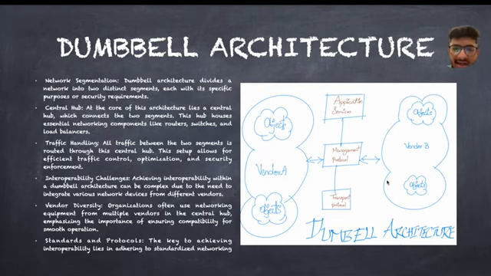At the core of this architecture, there lies a central hub which connects the two segments. In the middle, you can see application services, management protocol, and transfer protocol. Those we call the central hub. And then you have traffic handling as its characteristic. All traffic between the two segments is routed through the central hub. This setup allows for efficient traffic control, optimization, and security enforcement.